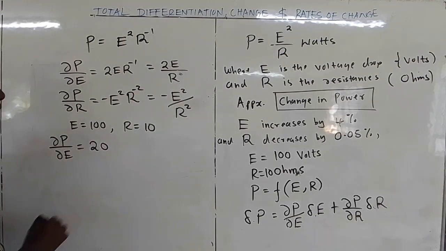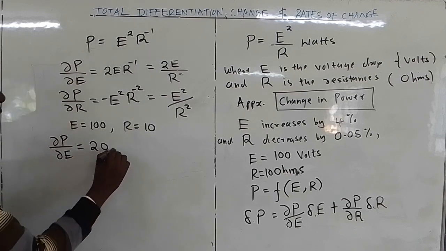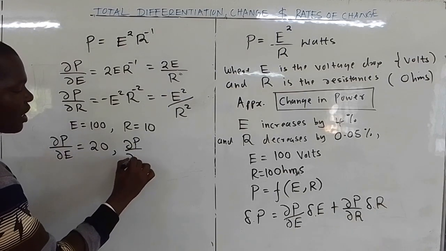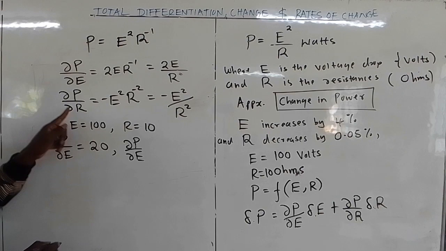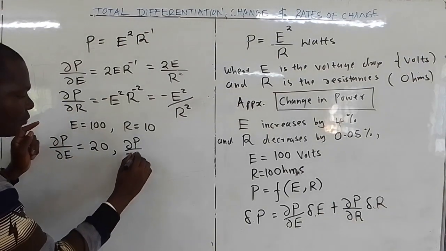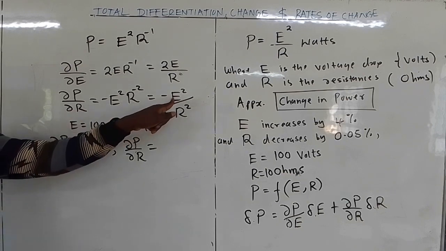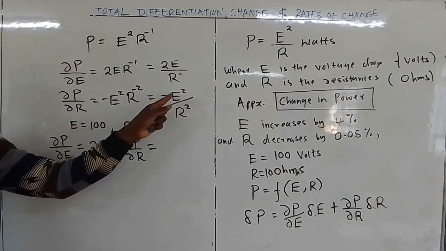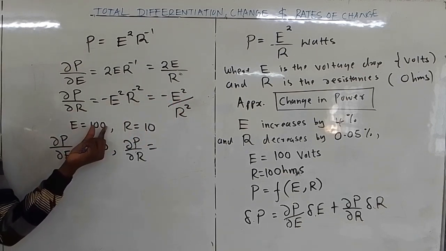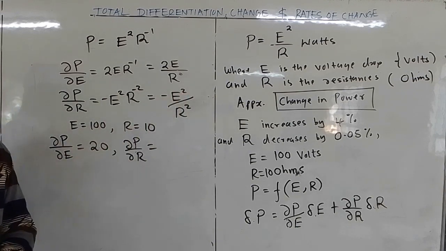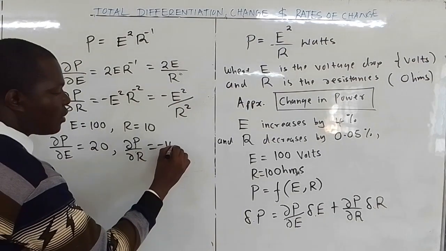Use calculator, 20. Then the next one, you differentiate P, partial P with respect to R, the second one. What do you have? Partial P over partial R is negative E squared over R squared. E is 100. So what do you have? What do you get? Calculator.